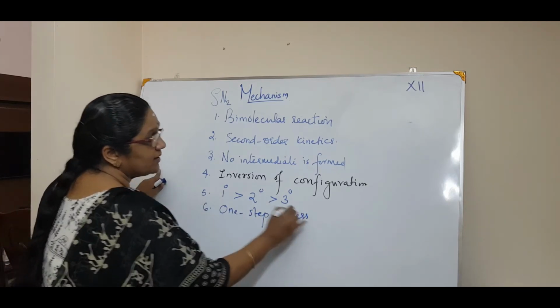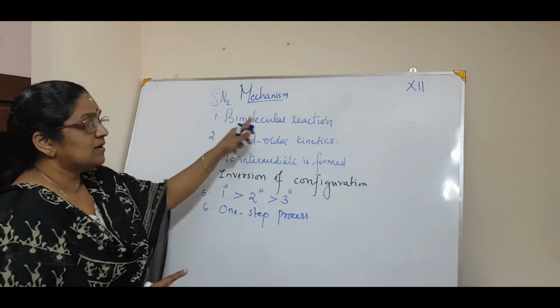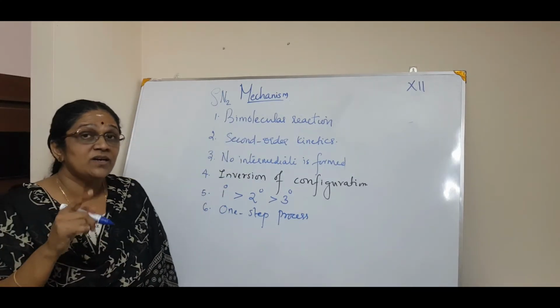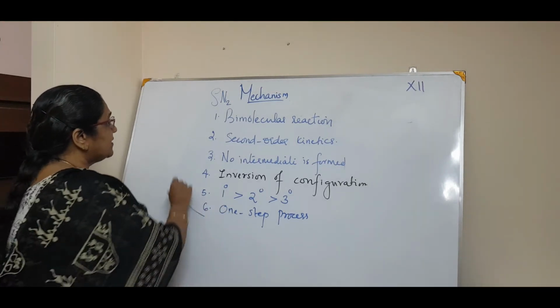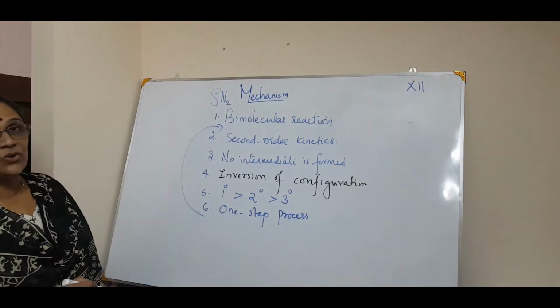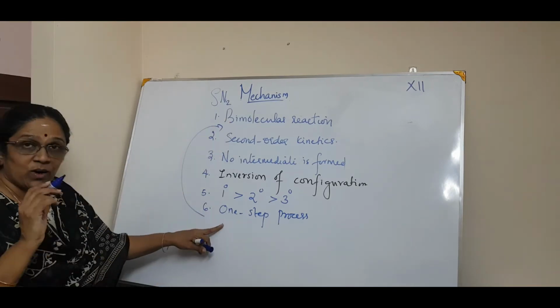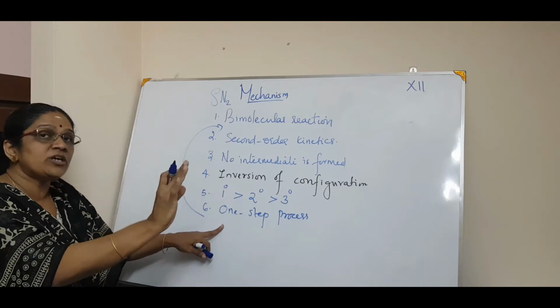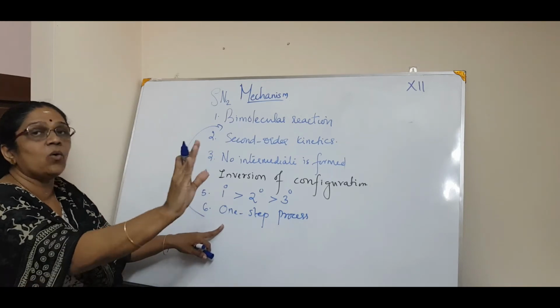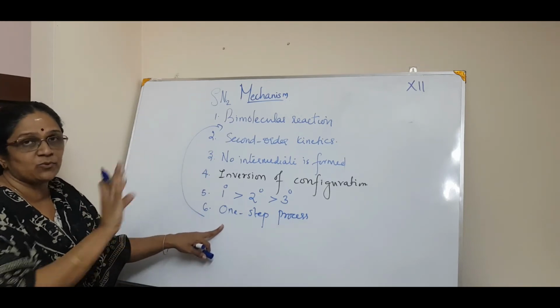It's also important: this is a one-step process. Why? Because SN1 is a two-step process. So SN2 is one step, a bimolecular reaction. Only one step: CH3Br plus OH minus gives CH3OH plus Br minus. That's a one-step process.